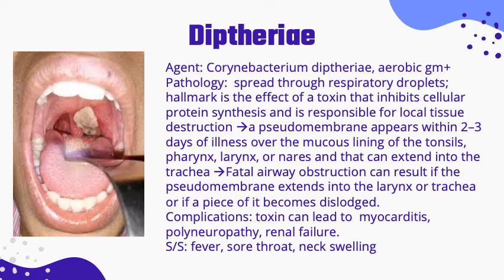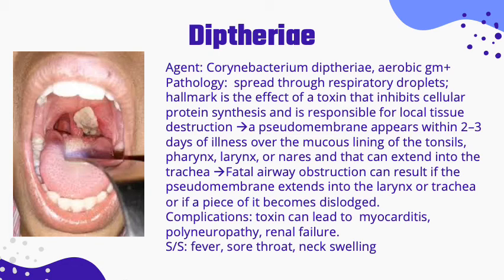When you look into the tonsils of a patient with diphtheria, there is the characteristic appearance of a pseudomembrane consisting of destroyed tissue within 2 to 3 days of illness, lining the tonsils, pharynx, larynx, or nares, and extending into the trachea. This pseudomembrane should not be attempted to be removed. Fatal obstruction can result when the pseudomembrane extends into the larynx or trachea.